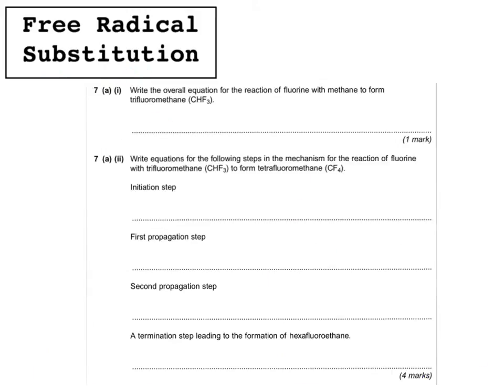So let's have a look at a couple of the past exam questions now. In this question, first it asks you to write the overall equation for the reaction of fluorine with methane to create trifluoromethane. So in this case, you've got methane, CH4, reacting with fluorine, F2, and you're making CHF3. So in this case, 3 hydrogens have been displaced by a fluorine. Now remember, for every hydrogen that is displaced, HF will be made. So we're going to make HF. So we need 3 F2s and 3 HFs in order to make this.